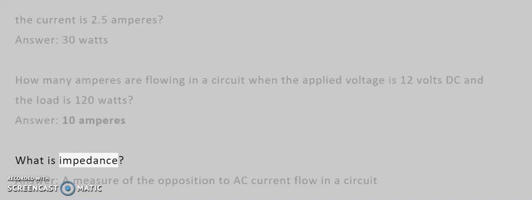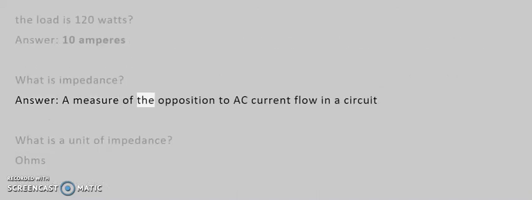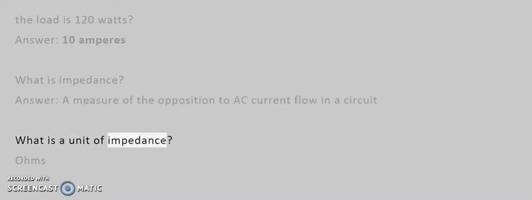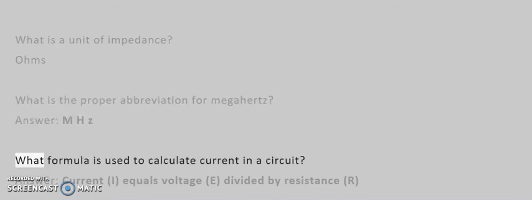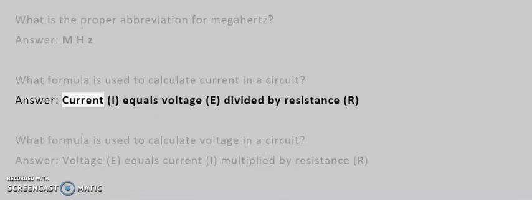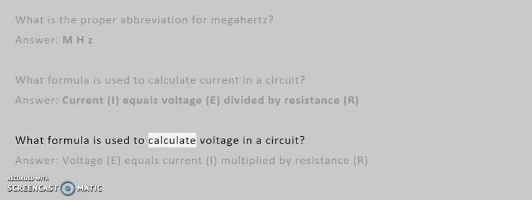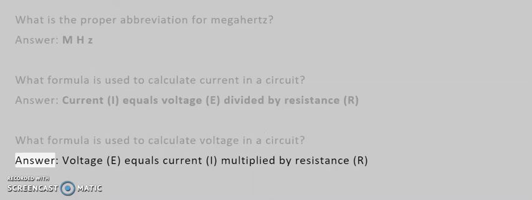What is impedance? Answer, a measure of the opposition to AC current flow in a circuit. What is a unit of impedance? Ohms. What is the proper abbreviation for megahertz? Answer, MHz. What formula is used to calculate current in a circuit? Answer, current, I, equals voltage, E, divided by resistance, R. What formula is used to calculate voltage in a circuit? Answer, voltage equals current, I, multiplied by resistance, R.